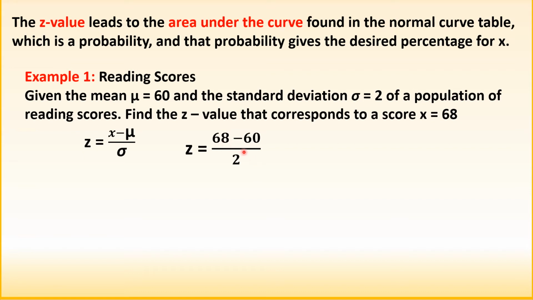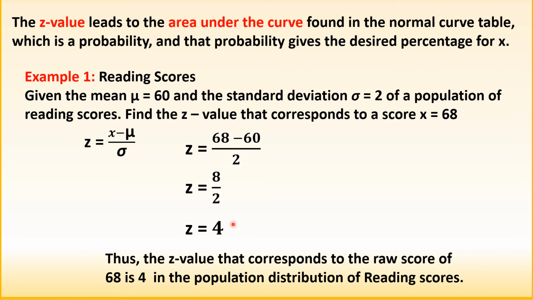Then subtract natin ang 68 at saka 60. Z is equal to 8 over 2. And 8 over 2 is equal to 4. Therefore, ang z-value that corresponds to the raw score of 68 is 4 in the population distribution of reading scores.